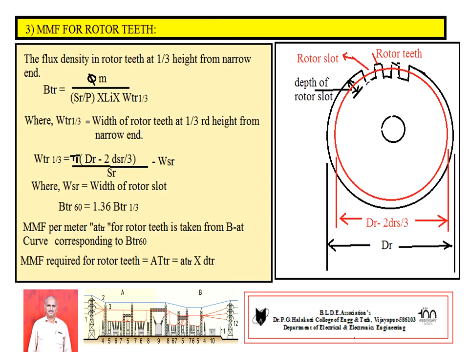Then you go to the graph corresponding to this flux density. What is the mmf per meter? That is small ATR. After this value, go for the calculation of mmf required for rotor teeth, that is capital ATR. So total mmf of rotor teeth equals mmf per meter into depth of rotor teeth.